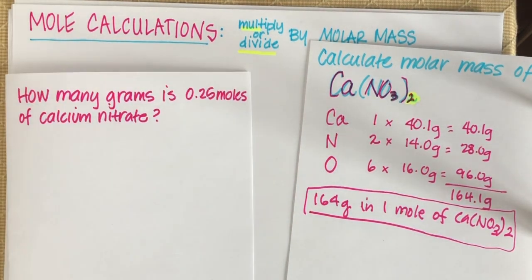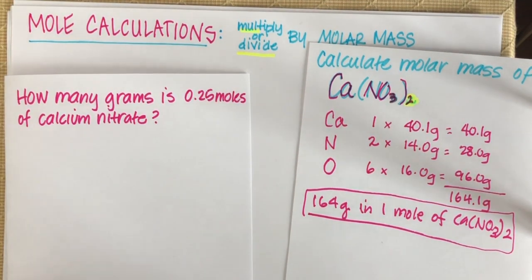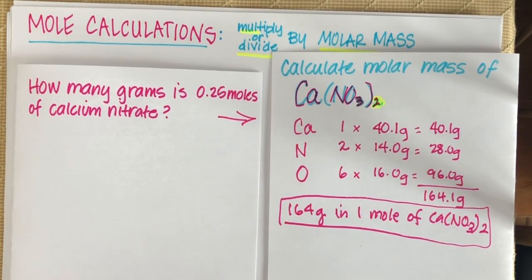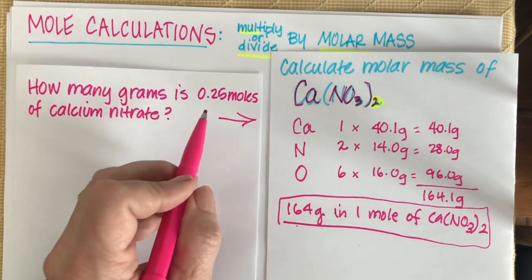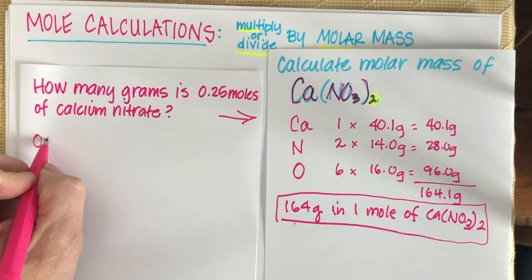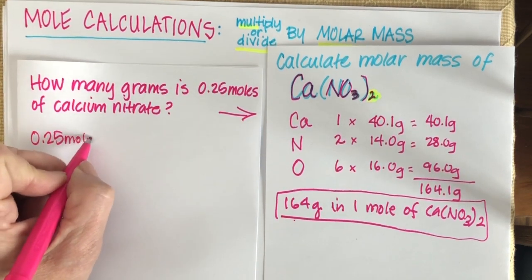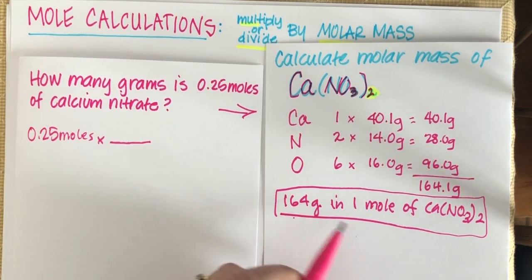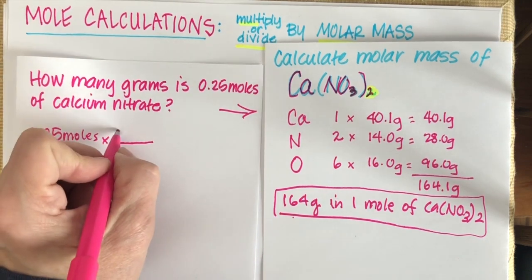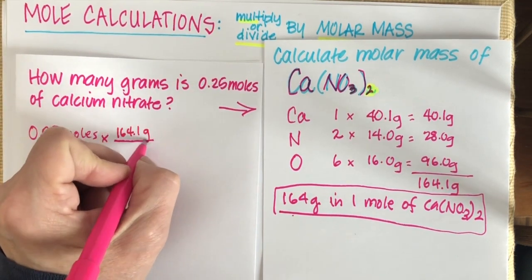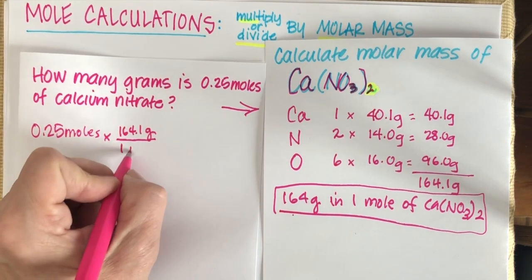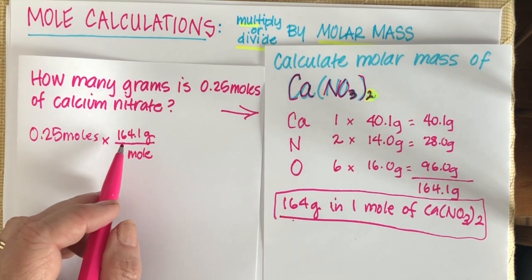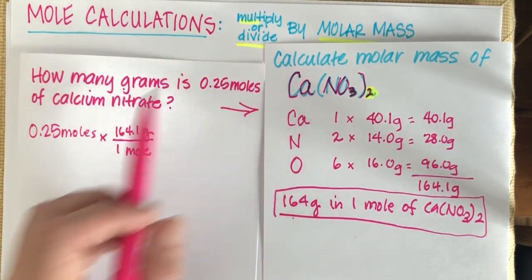Problem number 2. Well, how many grams is 0.25 moles of calcium nitrate? Once again, that's calcium nitrate right there, and I already have the molar mass. So I'll start with what they gave me, 0.25 moles. Now I'm going to use this same ratio of 164 grams in 1 mole, and now I'm going to put the 164.1 grams on the top per 1 mole on the bottom. This is multiplying now by the molar mass.